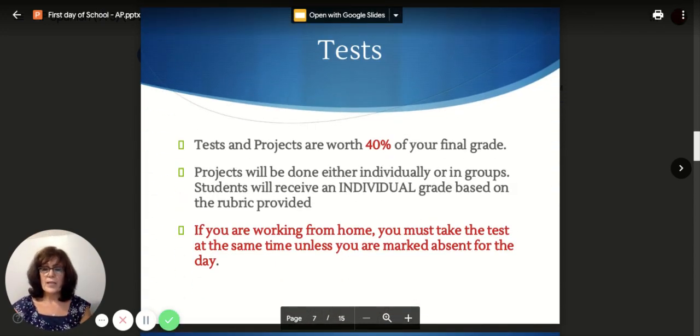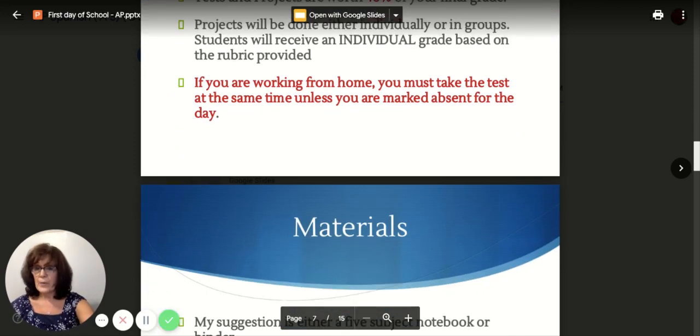Test, 40%, same thing as quizzes. If they don't take it the day it is assigned, it will be a 0 for the day, unless they are marked absent for the day.